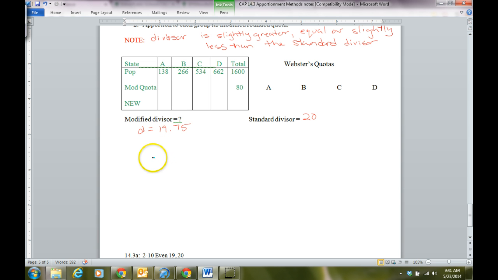It might be. So if we divide each of these by 19.75, we get an A value of 6.987, a B value of 13.46, a C value of 27.03, and a D value of 33.51. So now this time we are going to round normally. This was the modified divisor that we came up with, 19.75. This was the modified quota.